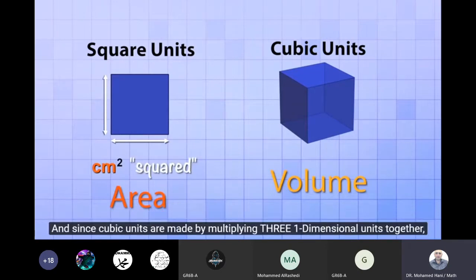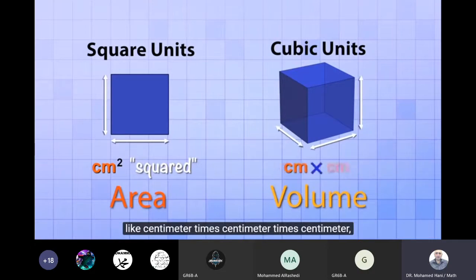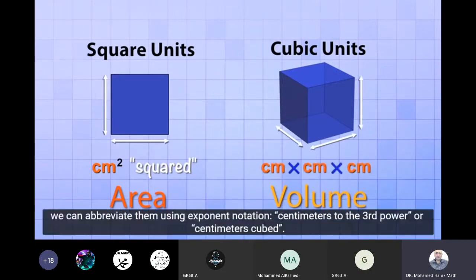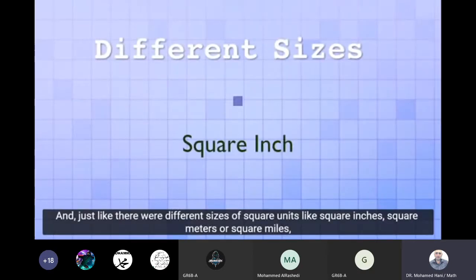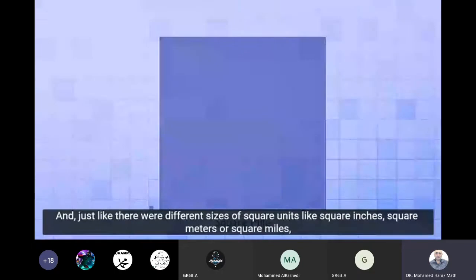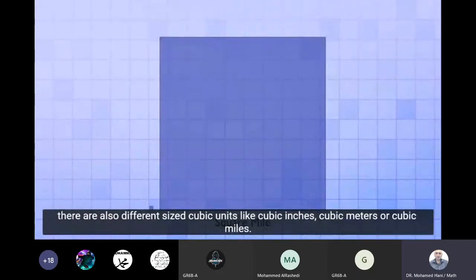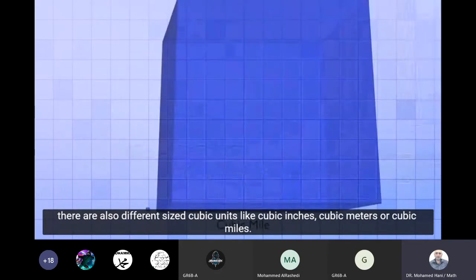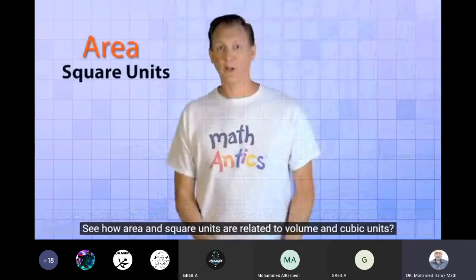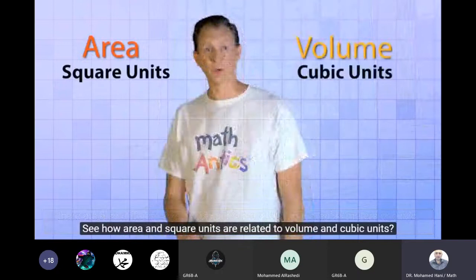And since cubic units are made by multiplying three one-dimensional units together, like centimeter times centimeter times centimeter, we can abbreviate them using exponent notation: centimeters to the third power, or centimeters cubed. And just like there were different sizes of square units, like square inches, square meters, or square miles, there's also different sized cubic units, like cubic inches, cubic meters, or cubic miles. See how area and square units are related to volume and cubic units?